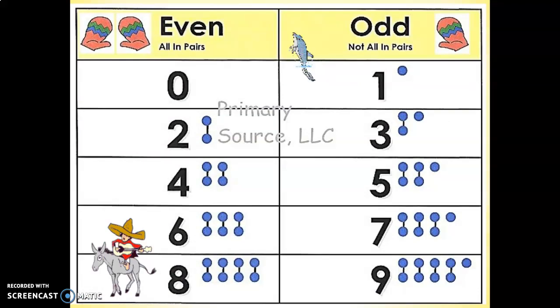Now let's have a summary of all the even and odd numbers that we have seen a while ago. Remember that even numbers are all in pairs. It means that all even numbers can make groups of 2. These are the numbers 0, 2, 4, 6, and number 8. While odd numbers are not always in pairs. Some of them may come in pairs, but all of them will always have 1 left without a pair. These are the numbers 1, 3, 5, 7, and 9.